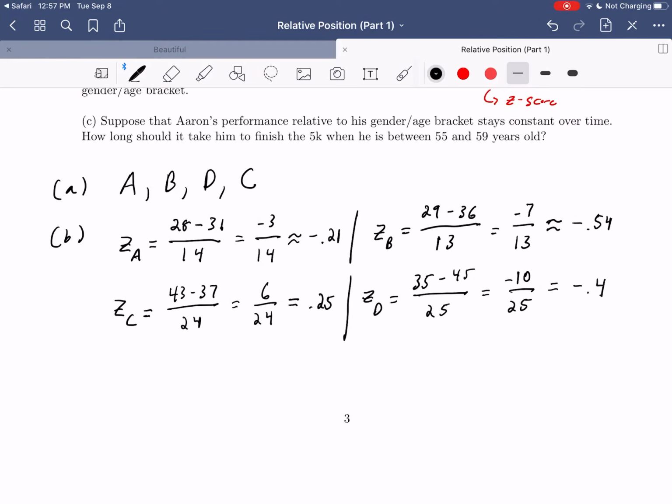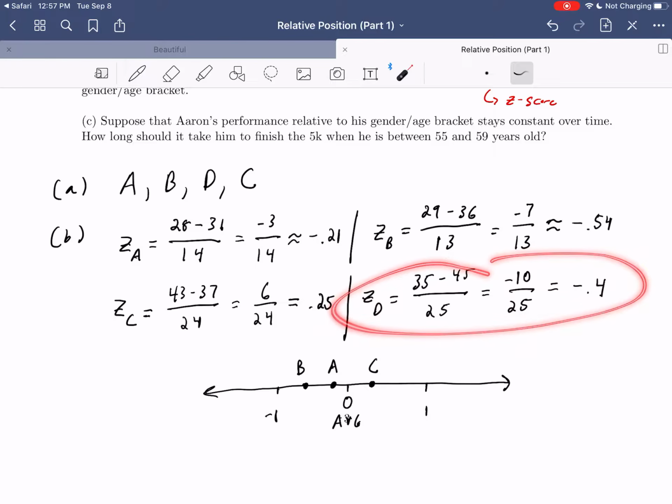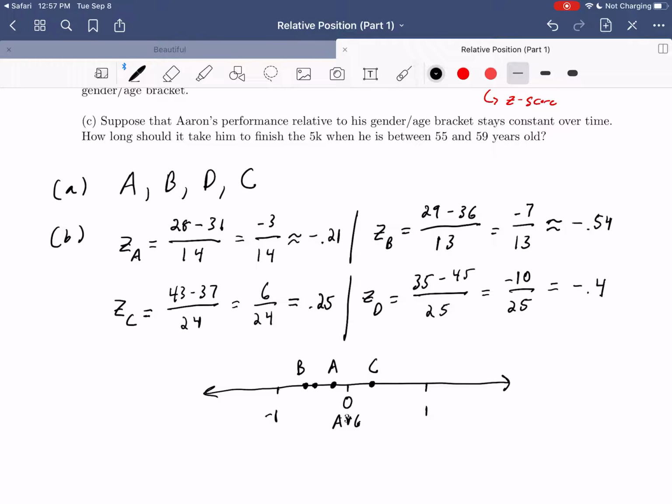So let's do our same thing. Let's go ahead and put a number line here. So we'll put, there's the 0, and remember that means that's an average performance. There's positive 1, there's negative 1. Let's locate each of these on here. So Aaron, negative 0.21, that would be somewhere like there. So there's Aaron. For Brenda, negative 0.54, so that would be somewhere maybe there. For Carl, 0.25, that would put him on the other side over there. And for Danny, negative 0.4, that would put her somewhere right about there.